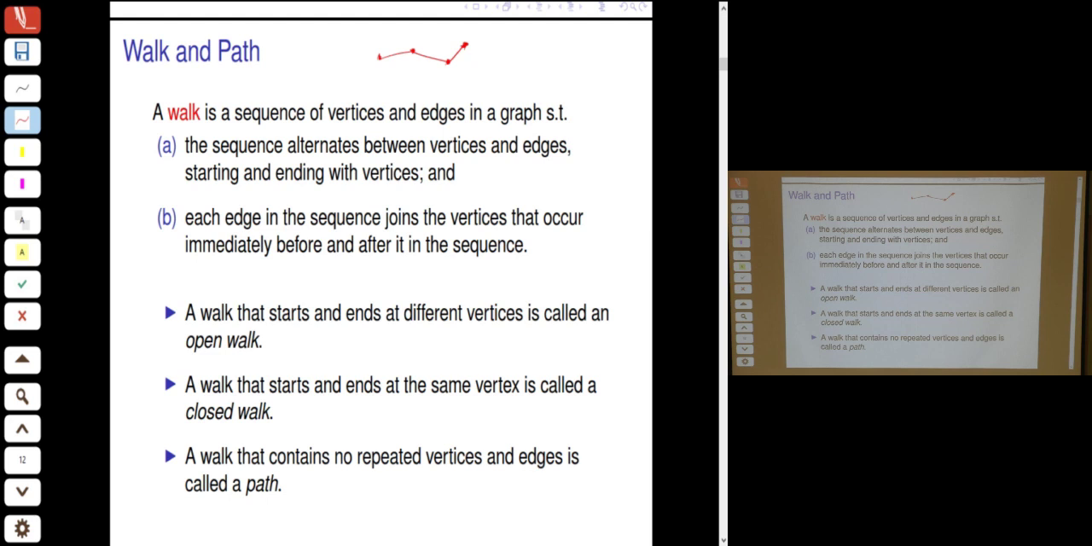And a walk that starts and ends at different vertices is called an open walk. A walk that starts and ends at the same vertex, so some closed loop like this along the edges of the graph, is called a closed walk. And a walk that contains no repeated vertices and edges is called a path. So exactly like this, you do not repeat any edge or vertex. So it's a path.